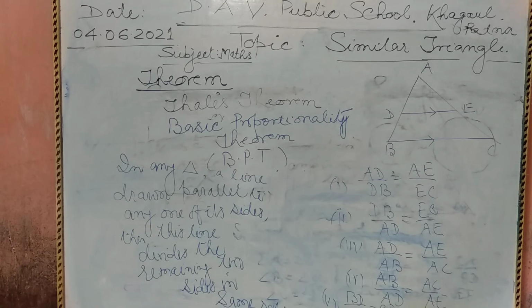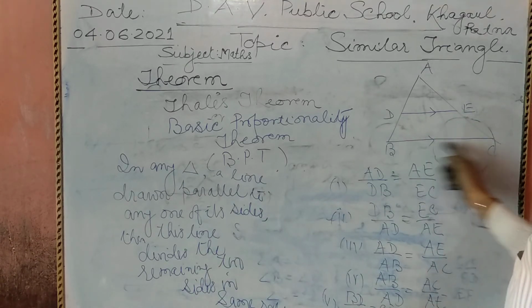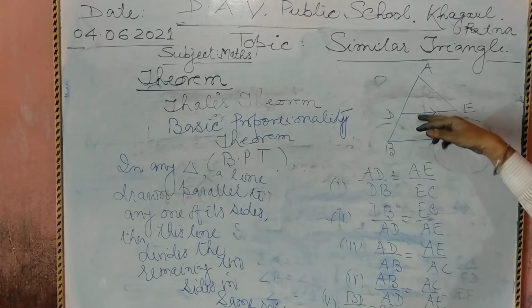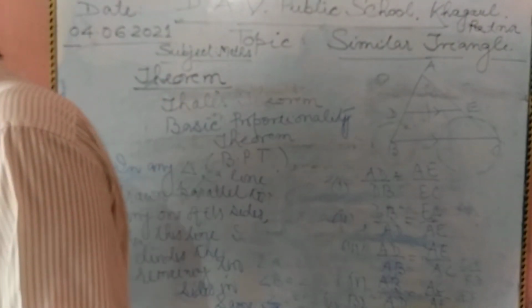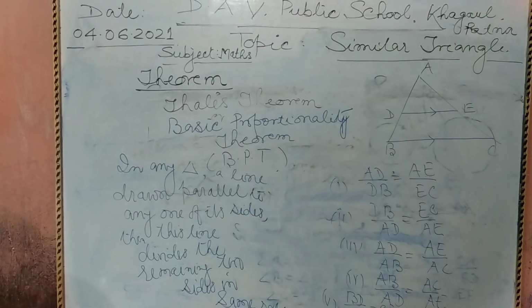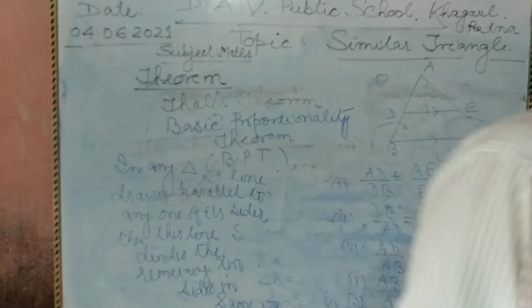So it is for any triangle. So if in any triangle a line is drawn parallel to any side of the triangle, then this line divides the remaining two sides in the same ratio. Okay, here DE is drawn parallel to BC. You can draw it parallel to AC also, or you can draw it parallel to AB also. There are three cases of drawing a parallel line to the sides of a triangle.